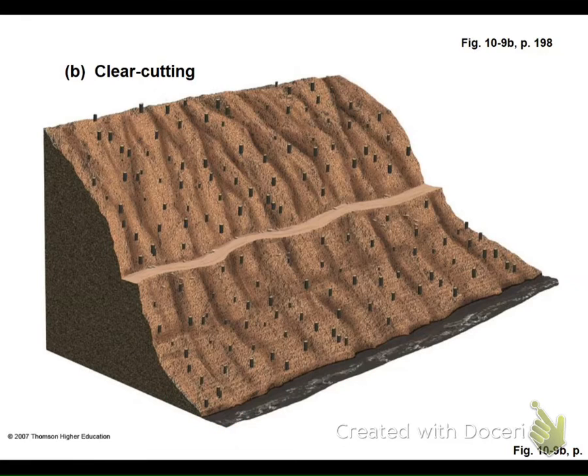Another way is clear cutting, where nothing is left. The problem with that, if it's on a slope, is what happens to all that soil? It's gone. Okay? And nothing survives this. This goes back to secondary succession.